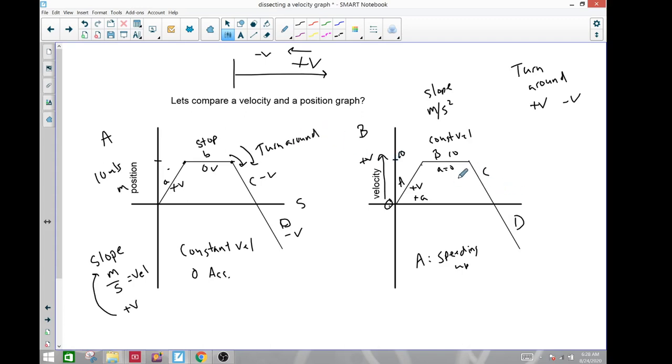But on this one here, what are we doing? We still have a positive velocity. We're still heading down the road towards New London with a positive velocity. We're just doing it slower. We're hitting the brakes. We're slowing down. But we're still heading towards this thing.